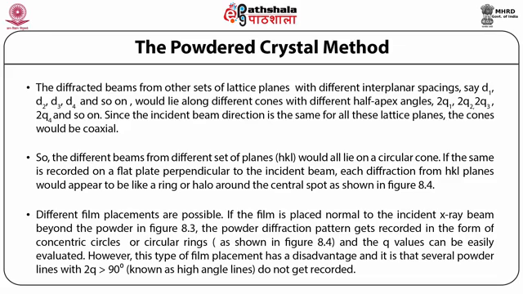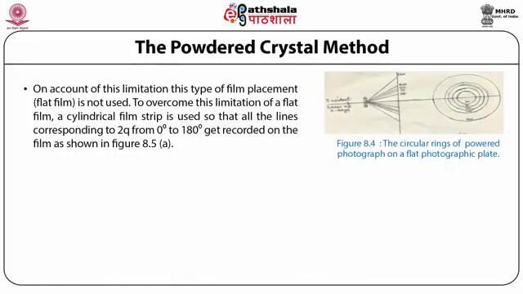Different film placements are possible. If the film is placed normal to the incident X-ray beam beyond the powder in figure 8.3, the powder diffraction pattern gets recorded in the form of concentric circles or circular rings, as shown in figure 8.4, and the theta values can be easily evaluated. However, this type of film placement has a disadvantage, and it is that several powder lines with 2 theta greater than 90 degrees, known as high angle lines, do not get recorded. On account of this limitation, this type of film placement, that is the flat film, is not used.